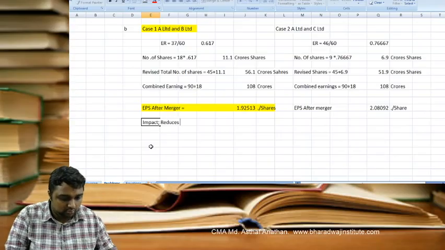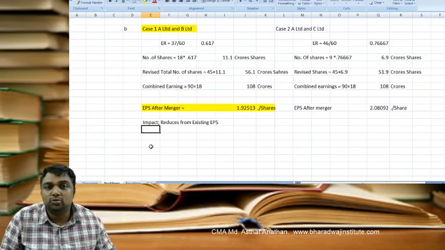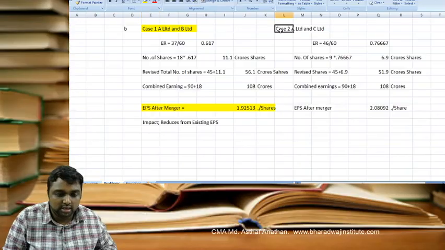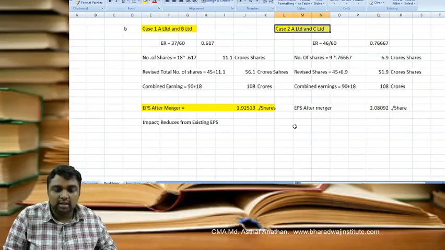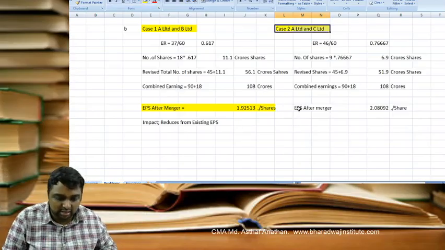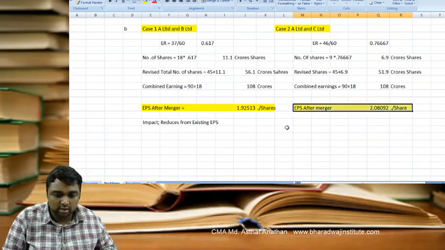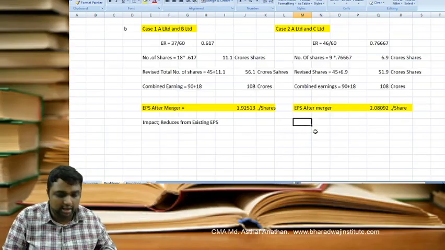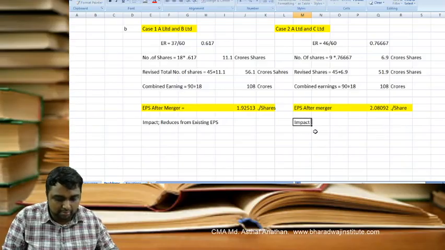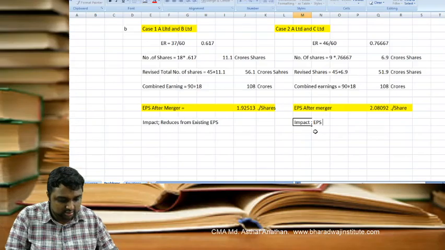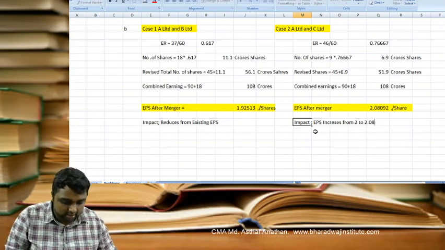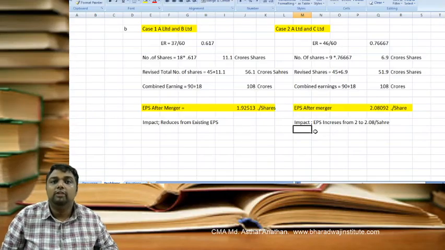Reduces from existing EPS. The first impact is what? Reduces from existing EPS. Now if you look here, see my dear friends, here case 2, A Limited and C Limited, what is the EPS you are having? 2.0892. What will be the impact? EPS increases from 2 to 2.08 per share. Now you tell me which is best.